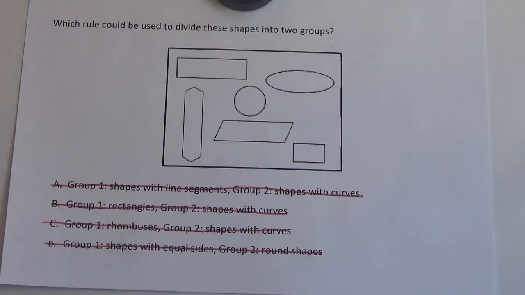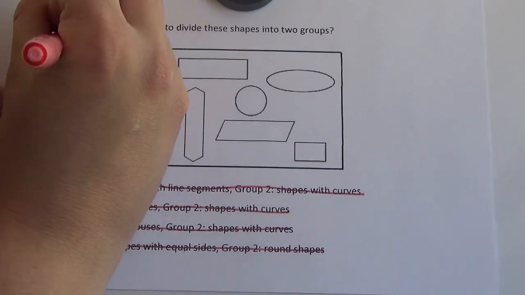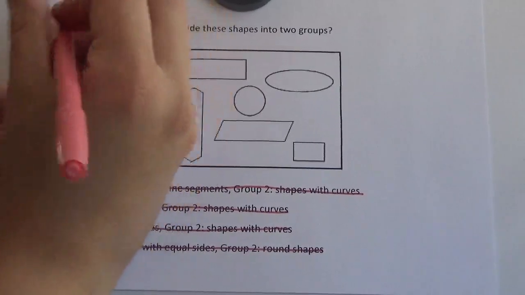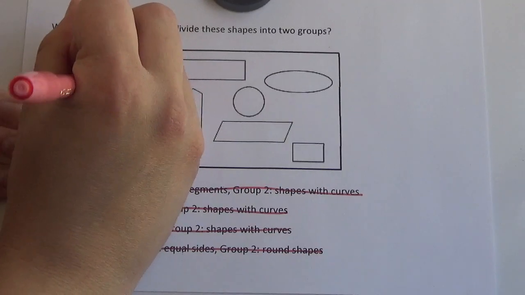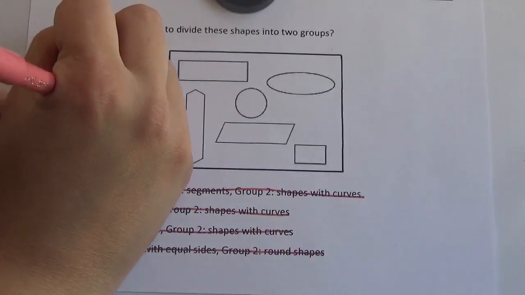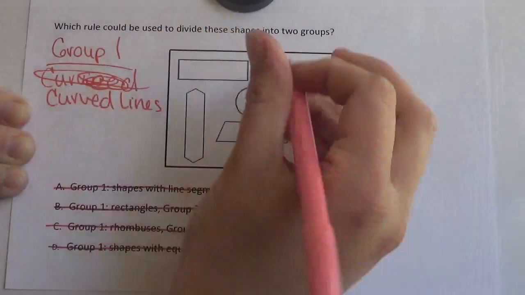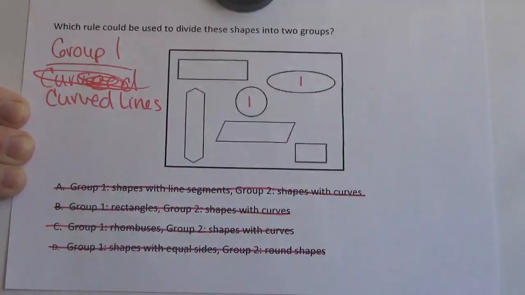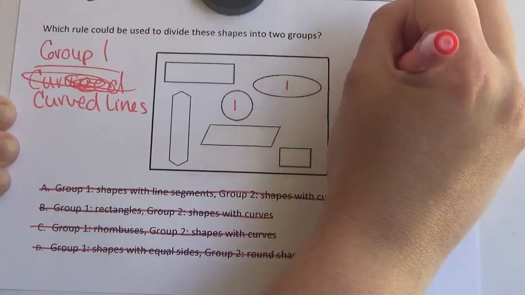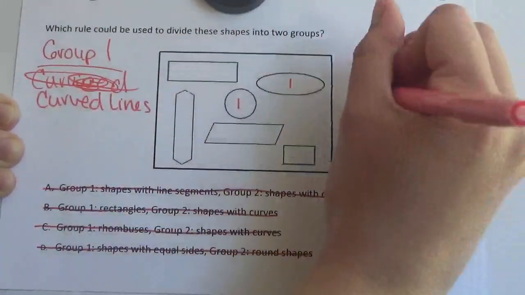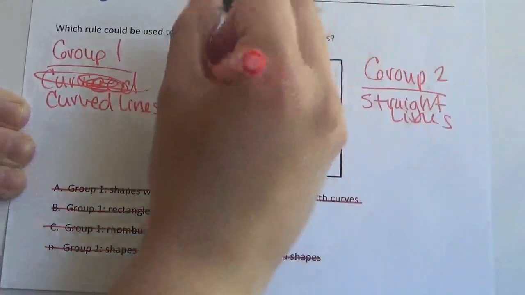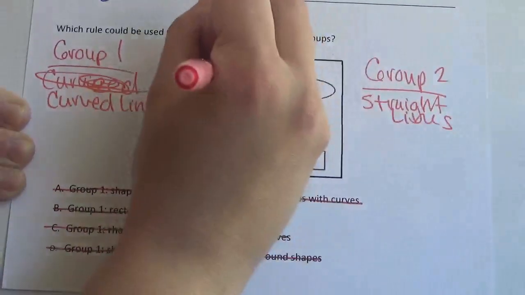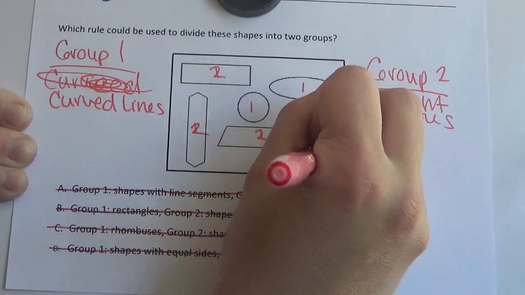Thinking back to what we just did together for a discussion problem, if I was coming up with my own rules, I would say group 1 could be curved lines. So that would be a shape like this and this, putting a 1 inside of them. And then group 2 would be straight lines. 1, 2, 3, 4. Oh, and I should label them with the number 2 since they're a part of group 2.